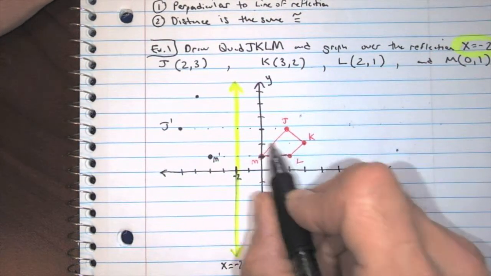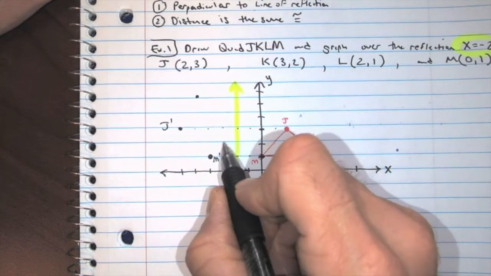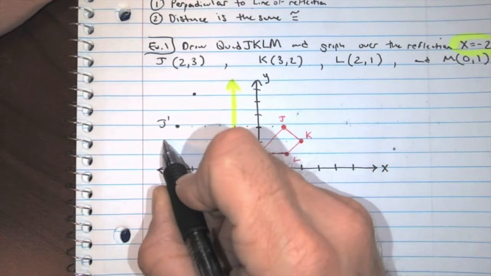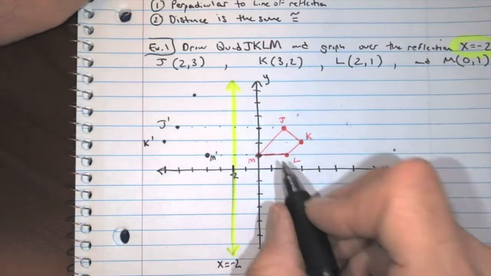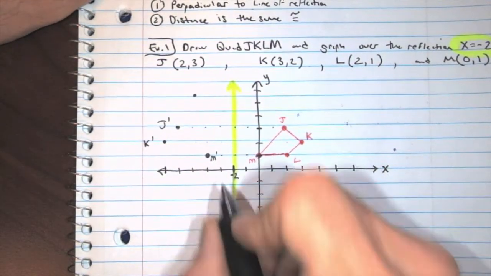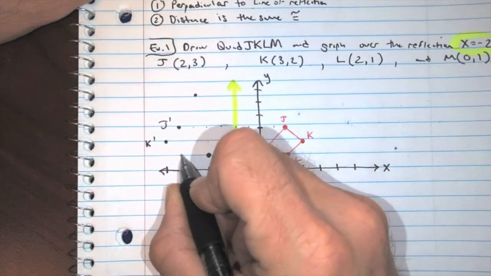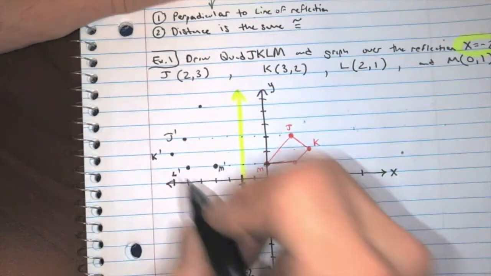Okay, 1, 2, 3, 4, 5. Got to go out one more increment. There's K prime. And then L is 1, 2, 3, 4. There's L prime.